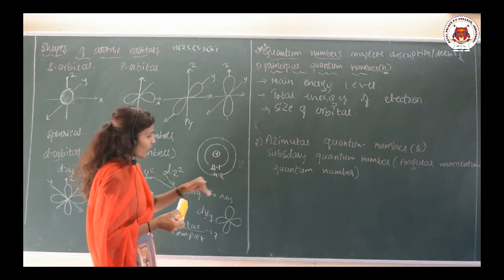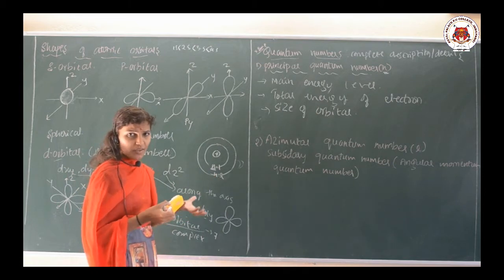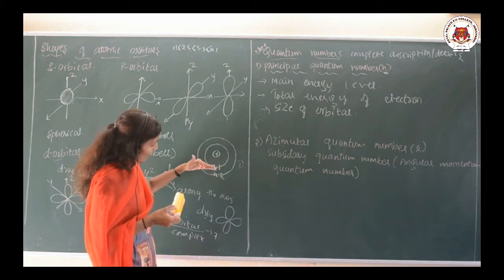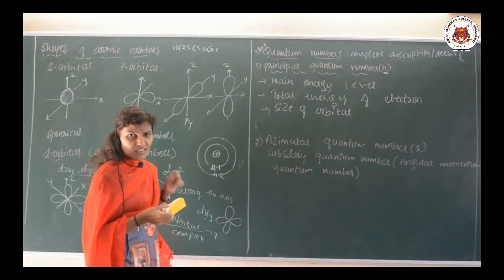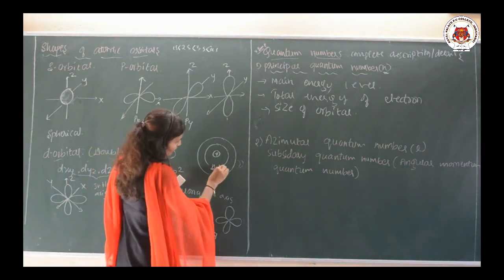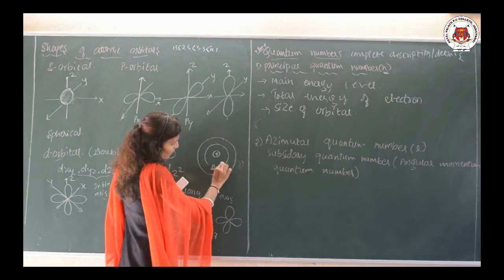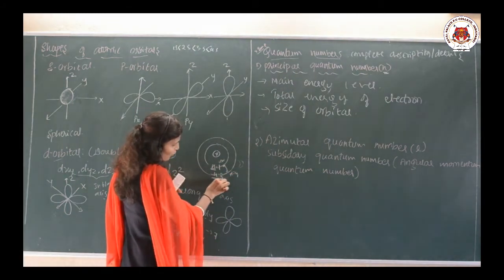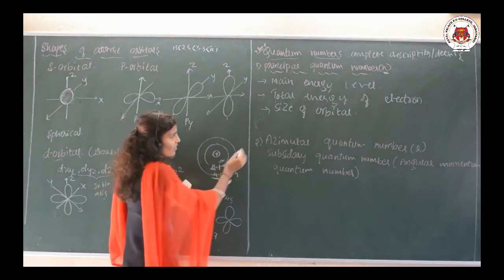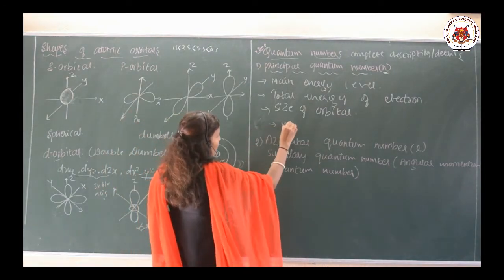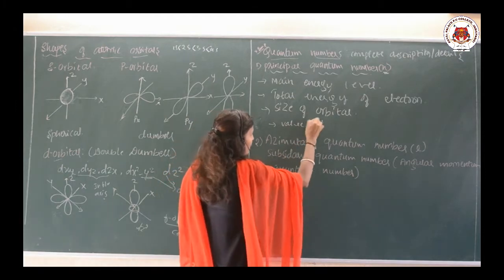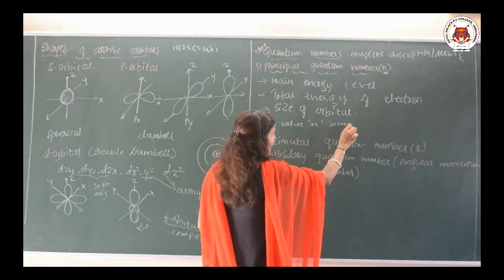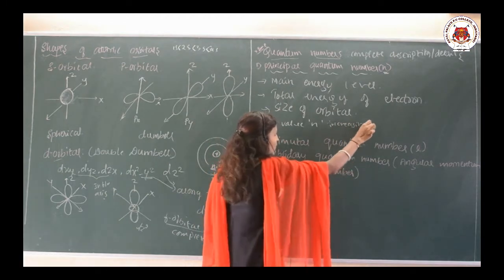As the value of n increases, it is a higher energy level. If n is equal to 1, it is the lower energy level. So, as the value of n is increasing, it is the higher energy level. Think of these two: this one has the lower energy level, this one the higher energy level. It means the value of n is increasing. So, depending upon the value of n, if it is increasing, the energy level also increases.